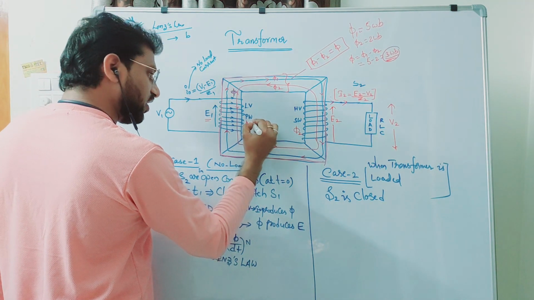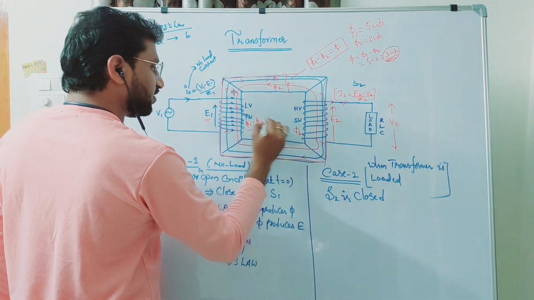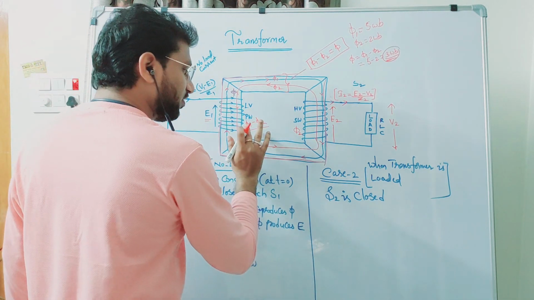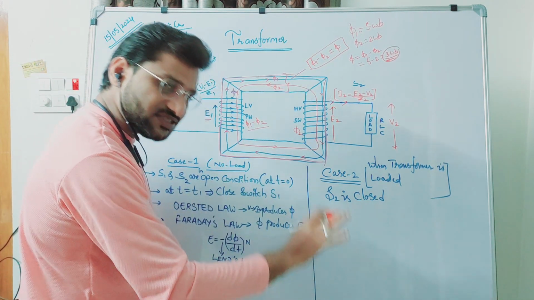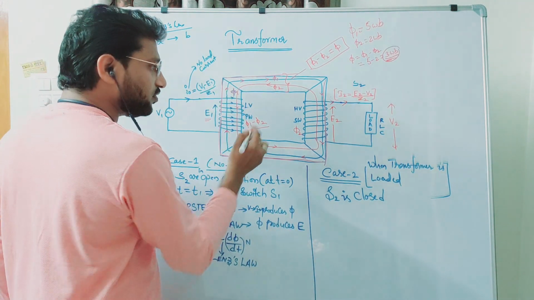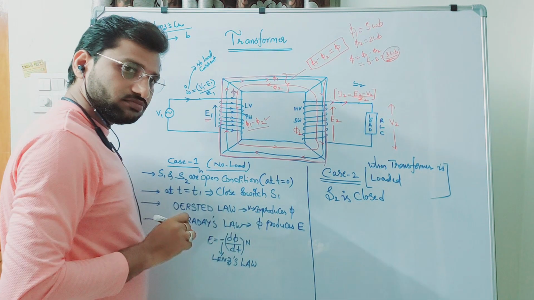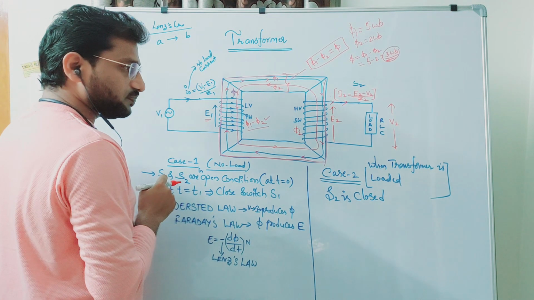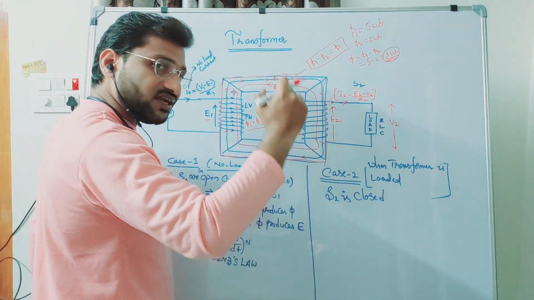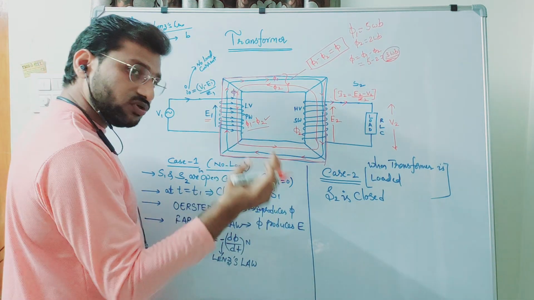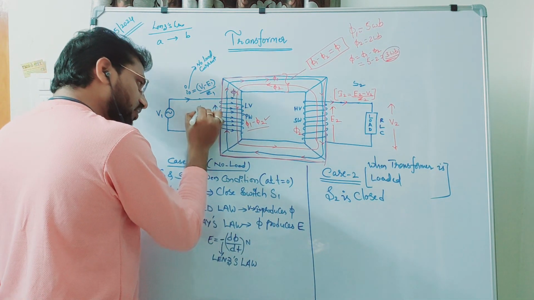So right now, earlier it was phi 1 in the primary winding. Now it is phi 1 minus phi 2. That means the amount of flux in the primary winding has been decreased. By what amount? By phi 2 amount. Okay. Now, to whatever extent the flux is decreased, to that extent this EMF value also decreases.